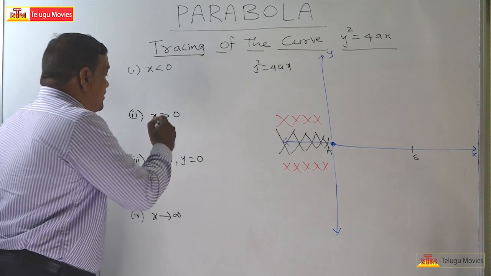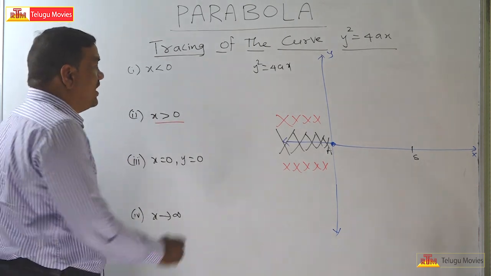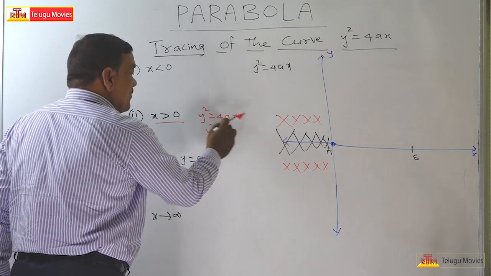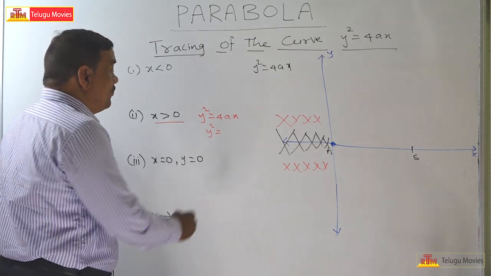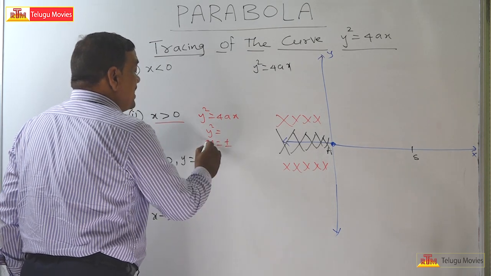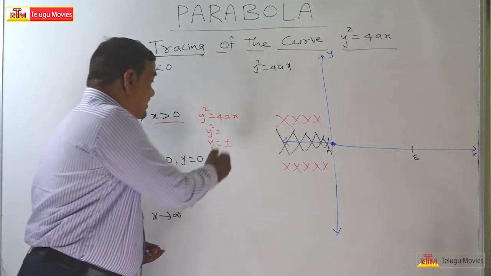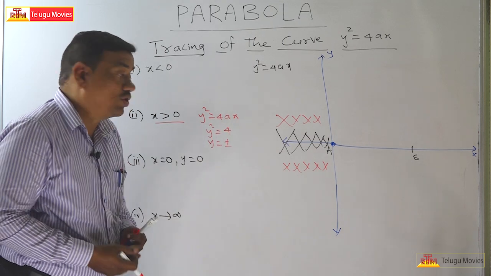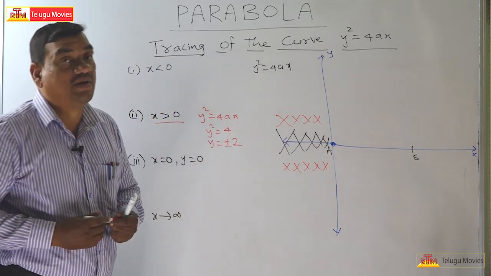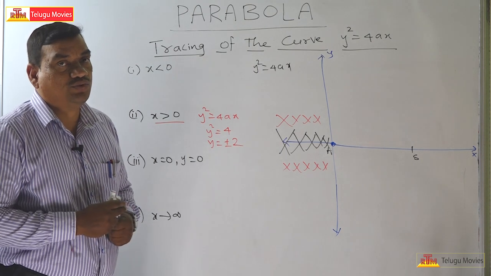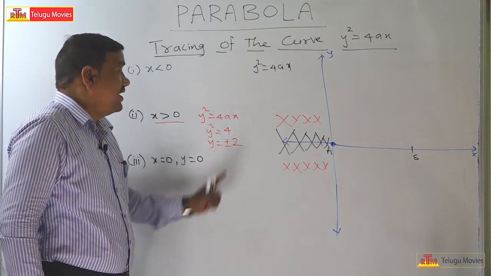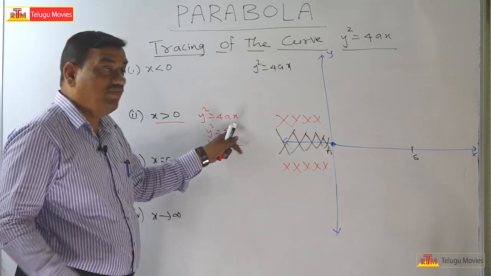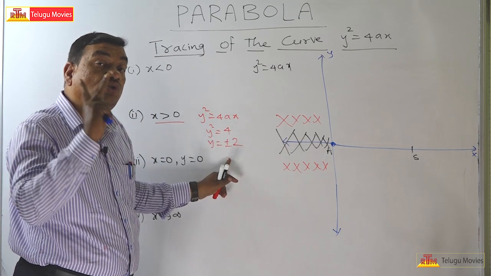Now x greater than 0. If x is positive, then in y square is equal to 4ax, y square is equal to some positive quantity. Therefore, y is equal to plus or minus the square root of that number. For example, if y square is equal to 4, with x value 1 and a value 1, then y is equal to how much? Plus or minus 2. That means for every one x value, you are getting 2 y values.